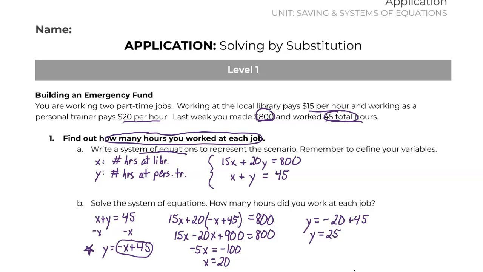Because this is a real-world story problem, I don't want to just leave the answer as x equals 20, y equals 25. I want to interpret those numbers in the context of the question. So we work 20 hours at the library and work 25 hours as a personal trainer. Remember, there's always a way to check that this is right. You can take those numbers, put them back into the equations, or put them back into the context of the story and make sure they actually fit the situation.